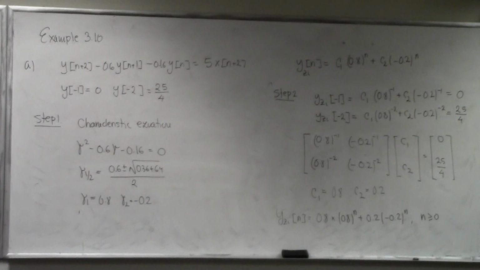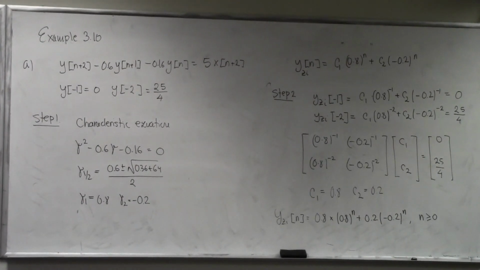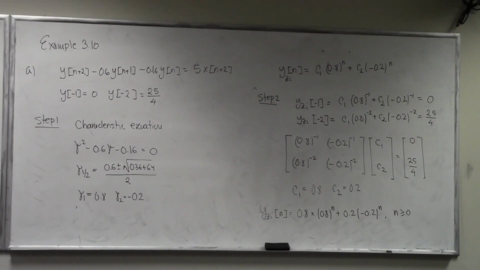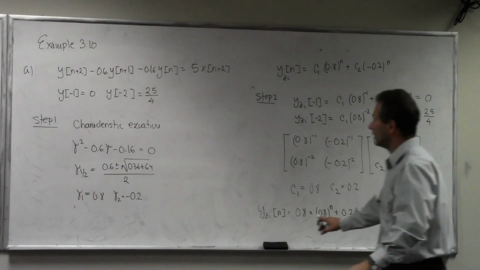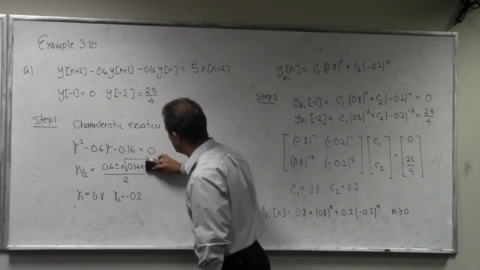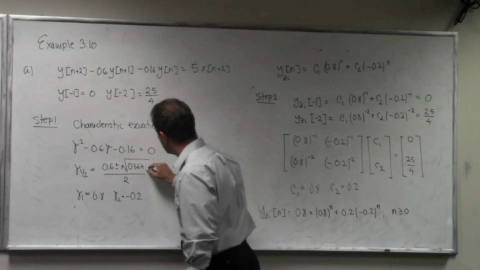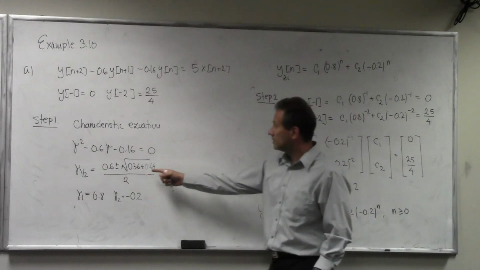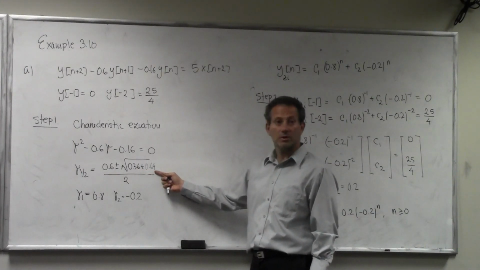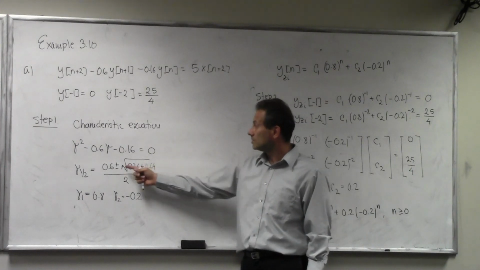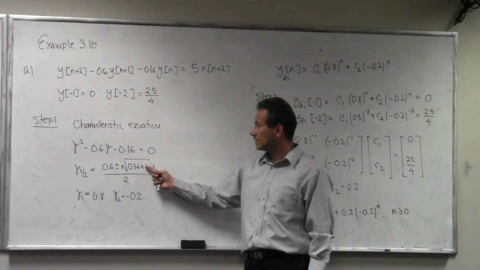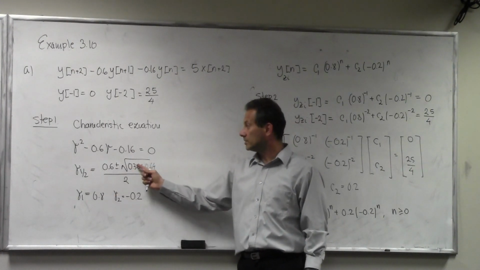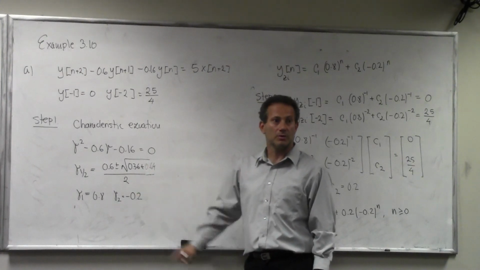Excuse me, sir. I think under the radical sign it should be 0.36 plus 0.64. Yeah, 4 times this times this. 4 times 0.16 is 0.64. Right. And then 0.36 plus 0.64 is 1. Square root of 1 is 1. 0.6 plus 1 is 1.6 divided by 2 is 0.8. And then minus 0.4 divided by 2 is minus 0.2.